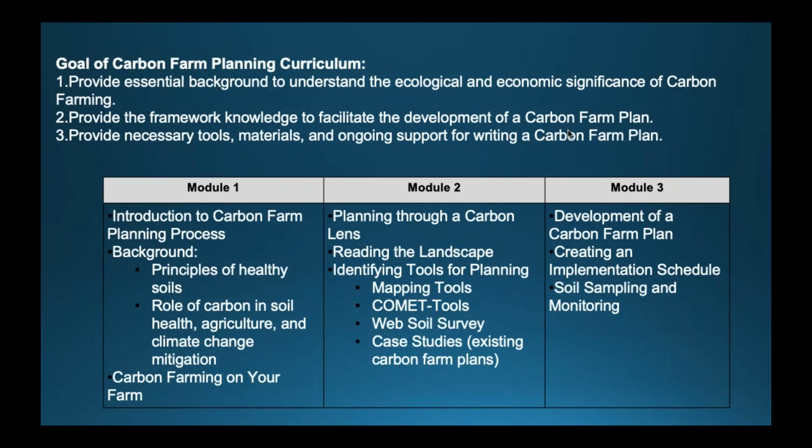So module 2 gets into the actual planning through the carbon lens, and provides steps on how to read the landscape. When you look at a landscape, how can we see that this specific area of the operation would be a great place for a windbreak, or that's a great place for forage and biomass planting? Module 2 dives into that, and it also looks at tools for planning, so mapping tools and common tools, which would be us, and works with how to use Web Soil Survey, and then existing case studies. These are carbon farm plans that Carbon Cycle Institute worked to create.